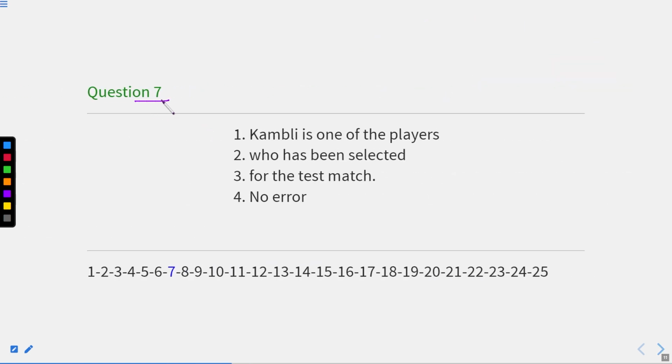Now this one is question number 7. Kambli is one of the players who has been selected for the test match. Now again you can see the same question. Kambli is one of the players. Now Kambli belongs to those players who have been selected. It means he was one out of those players who have been selected. So here, one of the players, the players are the subject over here, because we are talking about all those players who have been selected.